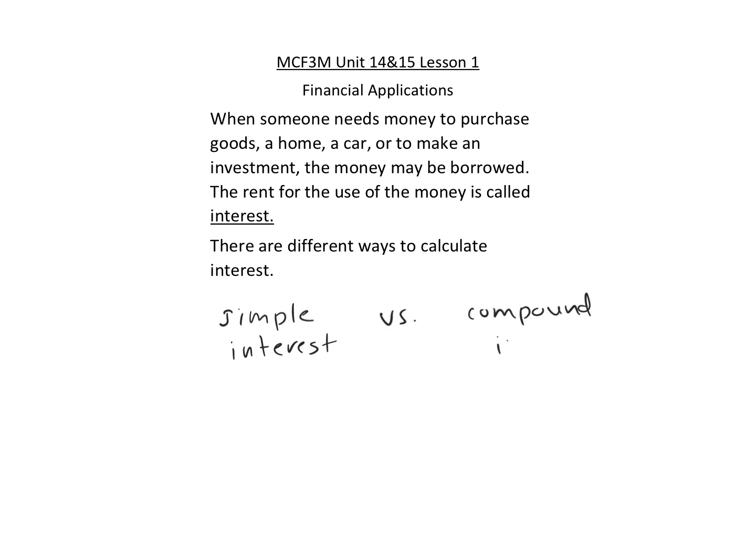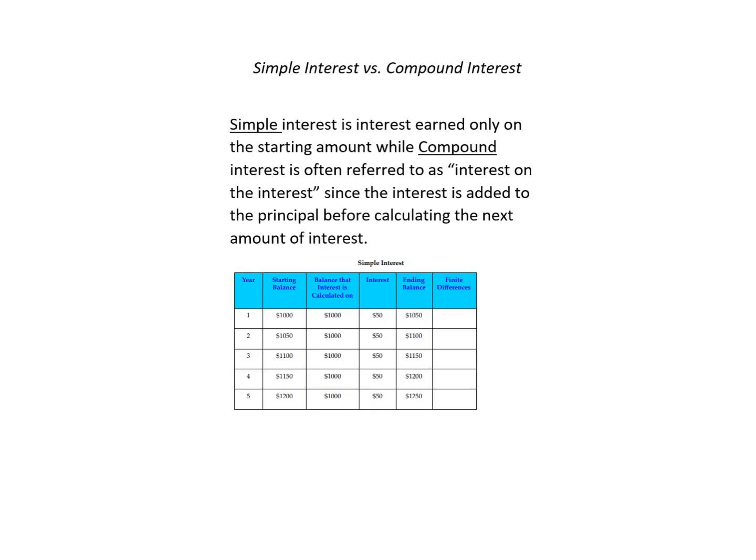Generally, we do not use simple interest. It's not commonly used, but we will look at how to calculate it. Simple interest is interest earned only on the starting amount. So you only get interest on that initial amount, whereas compound interest is often referred to as interest on the interest because the interest is added on as we go.